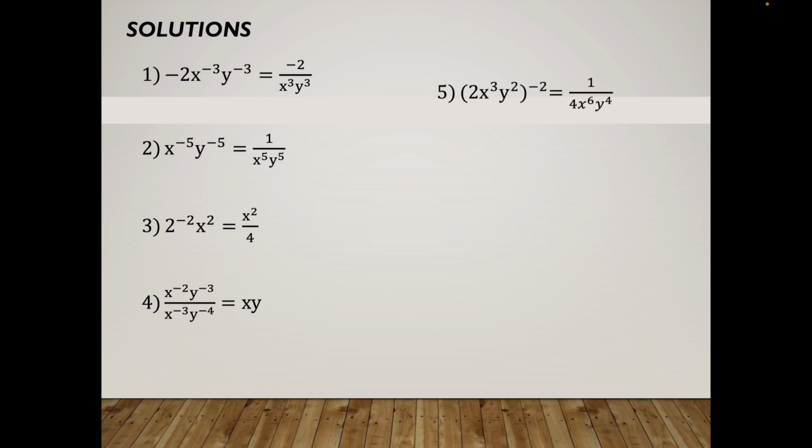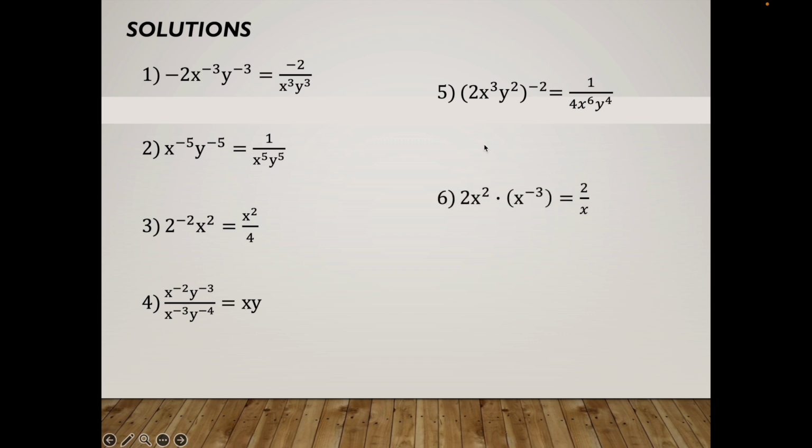For question 5, you would have to remember to bring your negative 2 inside the brackets, or if you wanted to, you could actually put all of this over 1, and then this would become a positive 2, and you could then multiply them inside. Regardless, the answer is going to be 1 over 4, because we have 2 to the power of 2, 4 times x to the 6 times y to the 4.